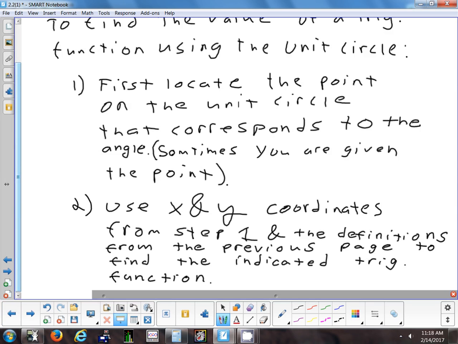So any questions on the 2 steps? Okay, summarized: first step, find the coordinate. Second step, plug it into the definitions.